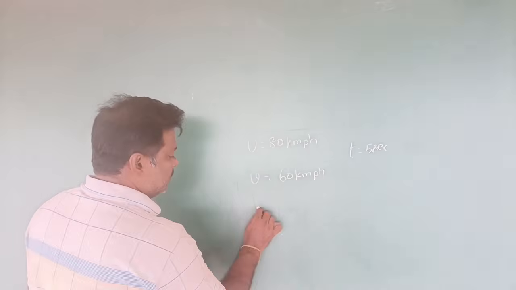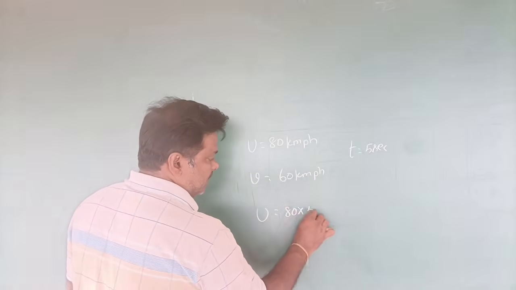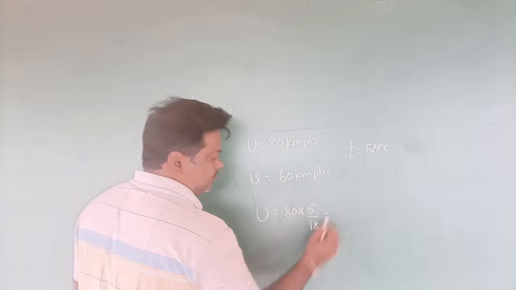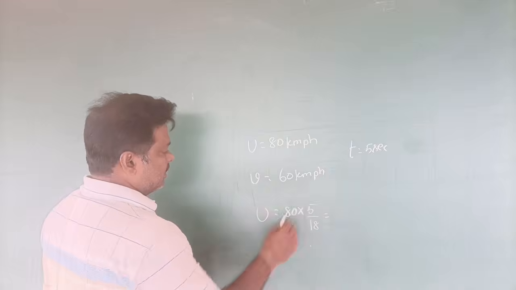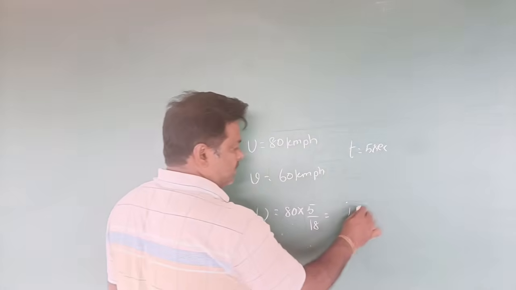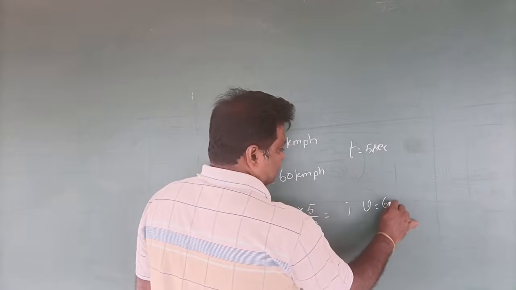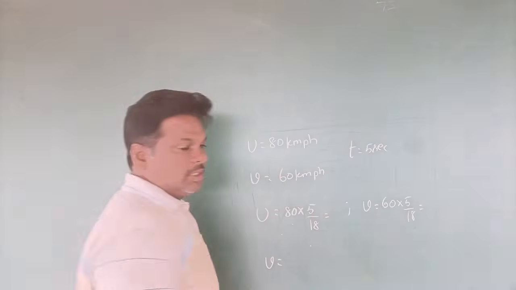How to convert? Initial velocity 80 into meter per second, multiply with 5 by 18, then you will get the answer. So for final velocity, do the same. V is equal to 60 into 5 by 18. In both the cases you get the velocities.